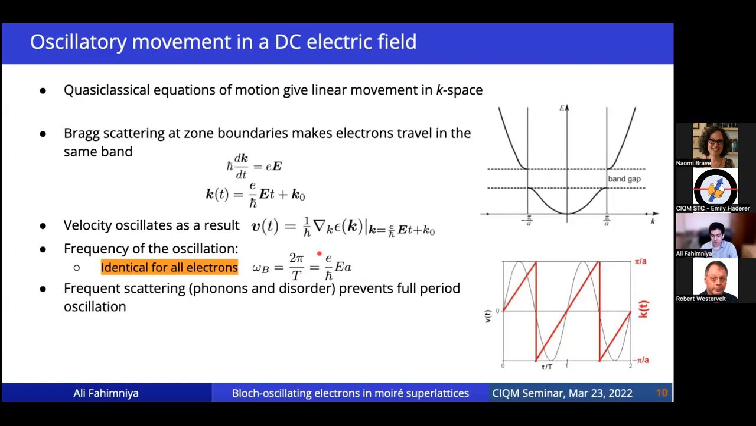And of course, we know that whenever we apply an electric field, this is not what happens. Electrons actually conduct current and move from one side to the other side instead of oscillating at the same point. Why is that? The reason is the existence of fast momentum relaxations due to phonons and other sources. And electrons, before going around the Brillouin zone, actually are scattered by these sources and don't get to see the Brillouin zone and oscillate.